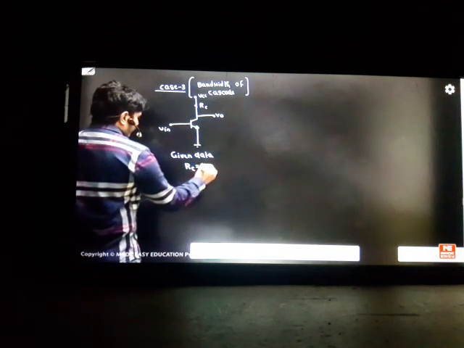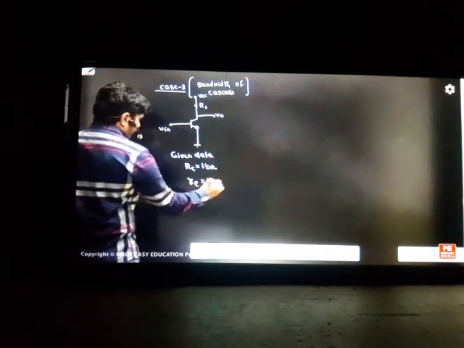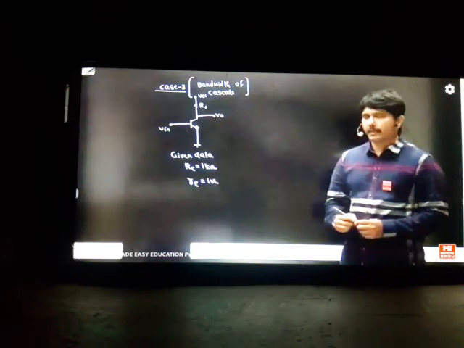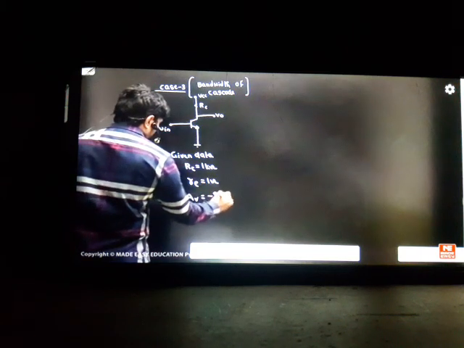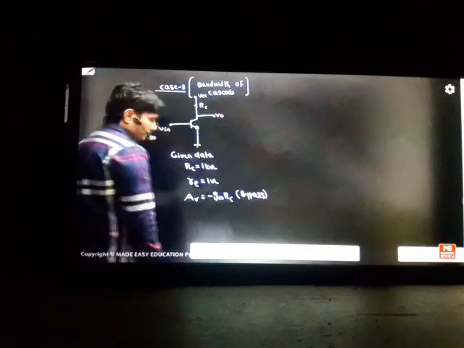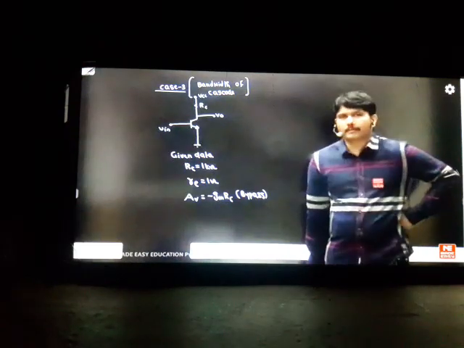For example, in this diagram the given data is RC equal to 1 kilo ohm, and small re is 1 ohm. So the dynamic resistance in the problem is 1 ohm, and the load resistor is 1k. I ask you, can you calculate the gain of this circuit? The simple answer is minus gm into RC, sir. It's a bypass system. Many times we use this formula, so it has already gone into our mind.